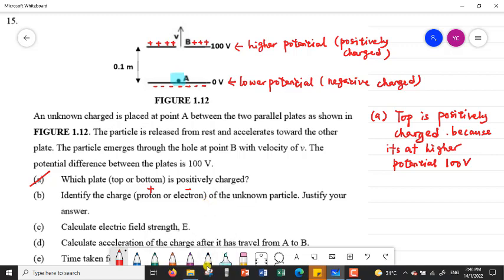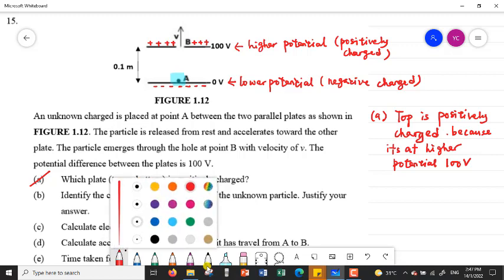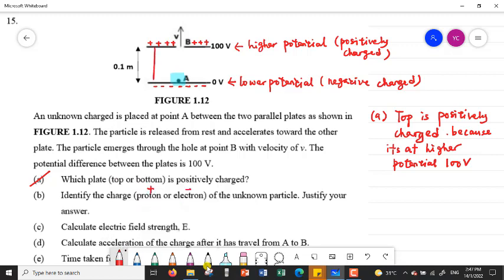Okay, so class, we know that the parallel plate, the top plate is positively charged at 100 volt, the bottom plate is negatively charged at 0 volt. So because of the potential difference between the two plates, we are going to create an electric field in between the two parallel plates. We will create a uniform electric field E in between the two plates. And then for this unknown particle, when we put it in the electric field, it experiences electric force.